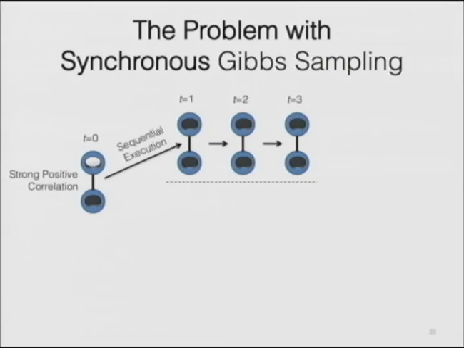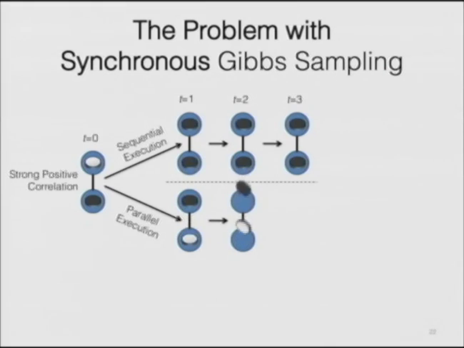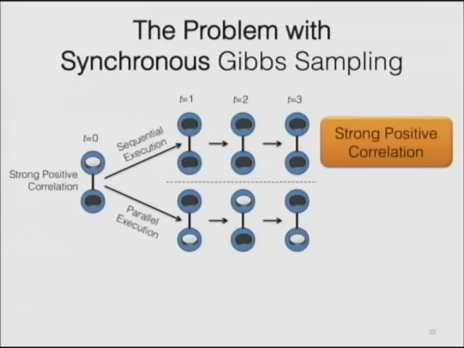So I'll have long sequences of similar colored variables. Now, if I run this in parallel, each variable is going to wake up and try to flip itself and match the other's assignment. And so what I get is this oscillating pattern, where each variable flips to try to match the other. Now, if I look at these two chains, the top chain encodes the strong positive correlation that I had in my model, so it's preserving the model distribution.